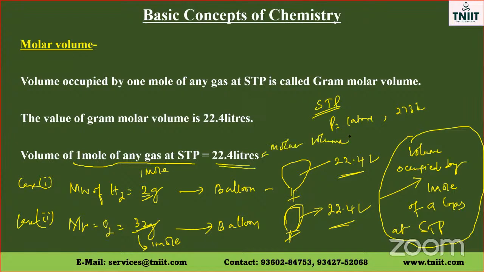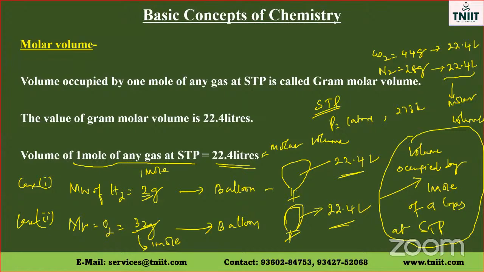So it's not only with respect to hydrogen and oxygen, it can be for any gas. For example, if you take carbon dioxide gas, it is 44 grams. If you take nitrogen gas, it is 28 grams. So 44 grams of carbon dioxide also occupies 22.4 liters at STP. 28 grams of nitrogen also occupies 22.4 liters at STP. Therefore, we conclude that the volume occupied by 1 mole of a gas at STP is called molar volume.